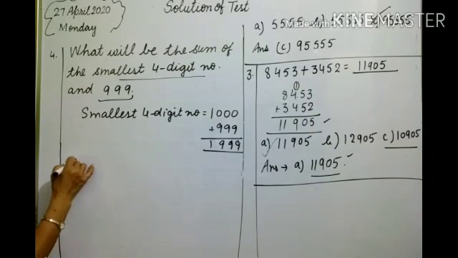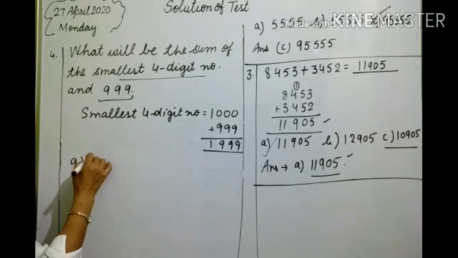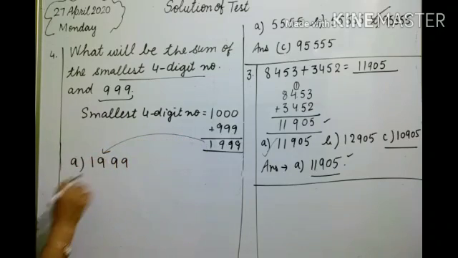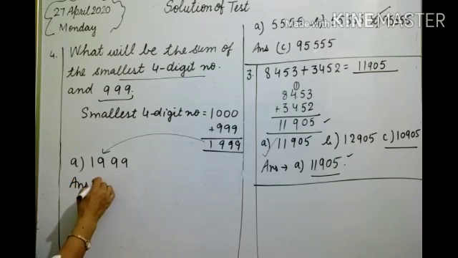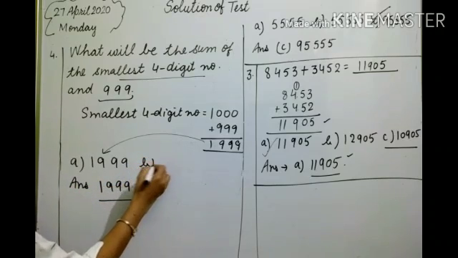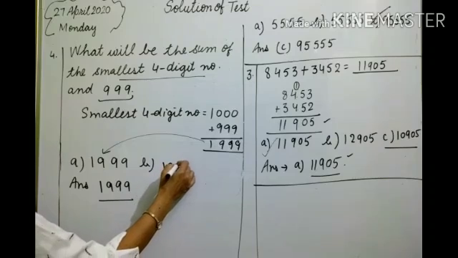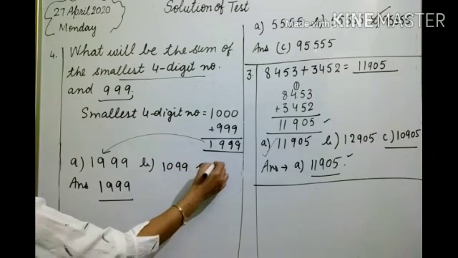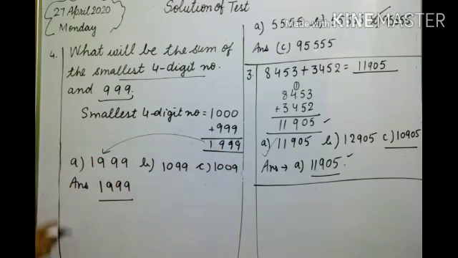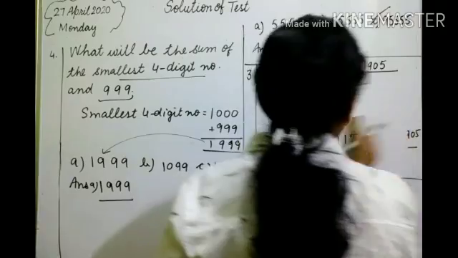That is 1999, and the options are given. 1999 matches our answer. Other options are given, you can see B 1099, and C option is 1009. So our answer matches A option. So option A is the right answer. Let's take question number 5.